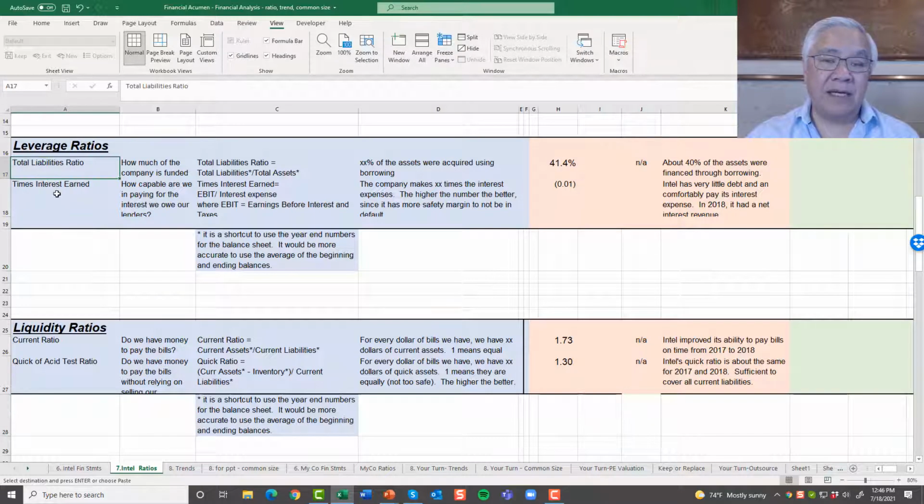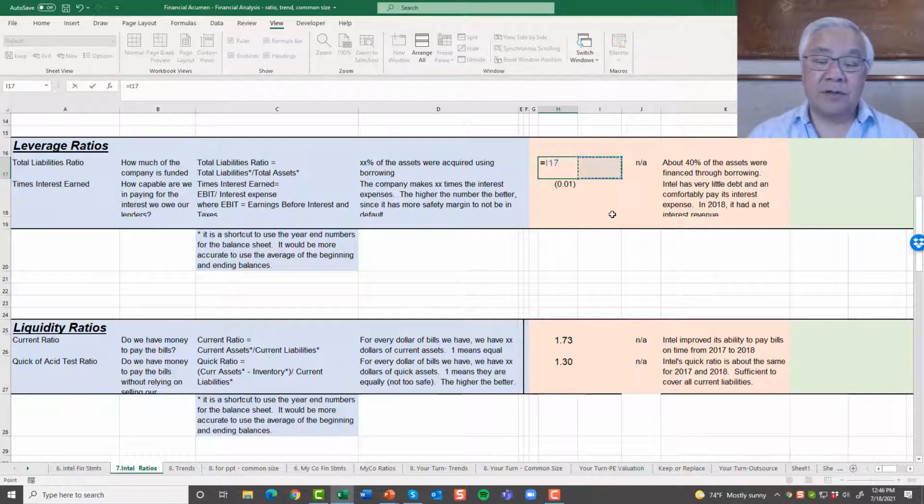Total liability ratio, which is the total liabilities divided by total assets. And it says, what percent of our assets were acquired using other people's money? Money that we borrow. And let's do this from scratch again.